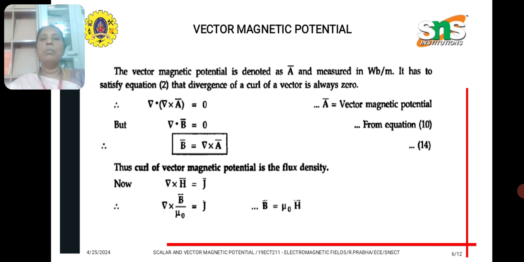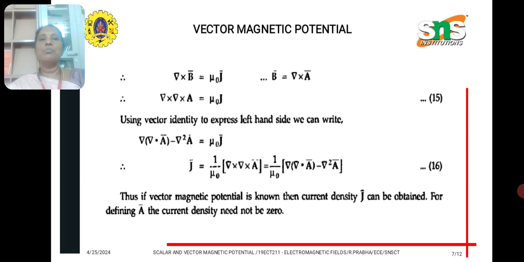We know del cross of H is equal to J. By substituting H is equal to B by mu naught, we can write del cross of B by mu naught is equal to J, or del cross of B can be written as mu naught into J. Substituting B is equal to del cross A, we can write del cross of del cross A is equal to mu naught J. But we know the vector identity, del cross del cross A is equal to del into del dot A minus del squared A. So by substituting the vector identity on the left side, instead of del cross del cross A, we can write del del dot A minus del squared A is equal to mu naught J. And J can be written as 1 by mu naught into del cross B, that is 1 by mu naught into del del dot A minus del squared A.